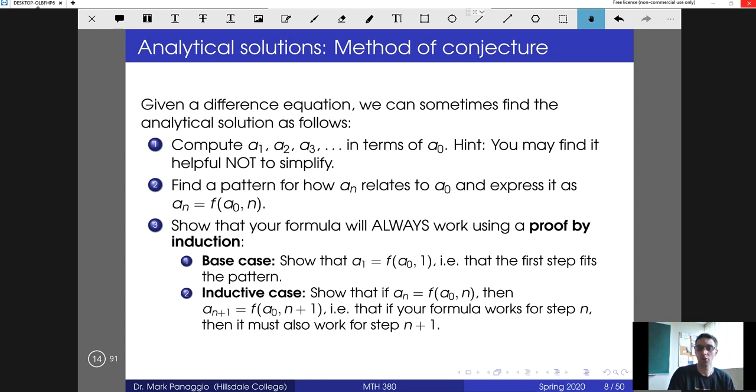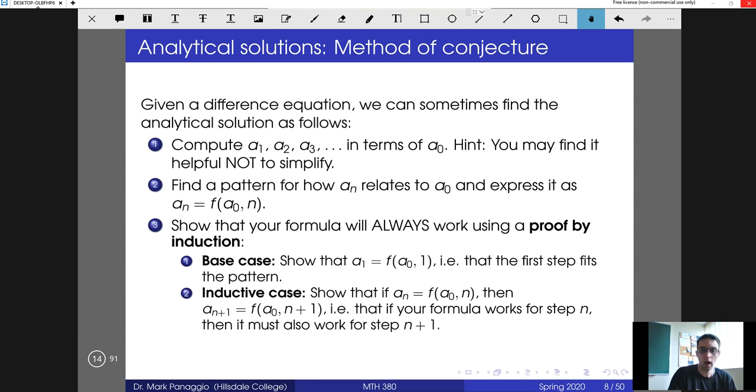And so this is actually called the method of conjecture, because we're making a hypothesis for what we think the pattern is, and that means we're going to need to write down a formula for the function. And hopefully, if it's a relatively simple difference equation, we'll be able to do that. What we're going to see is that for complicated difference equations, that's not even going to be an option. And so we won't always be able to use this approach.